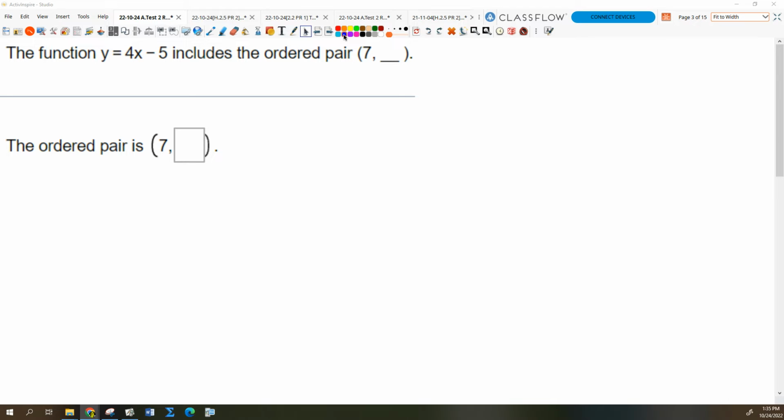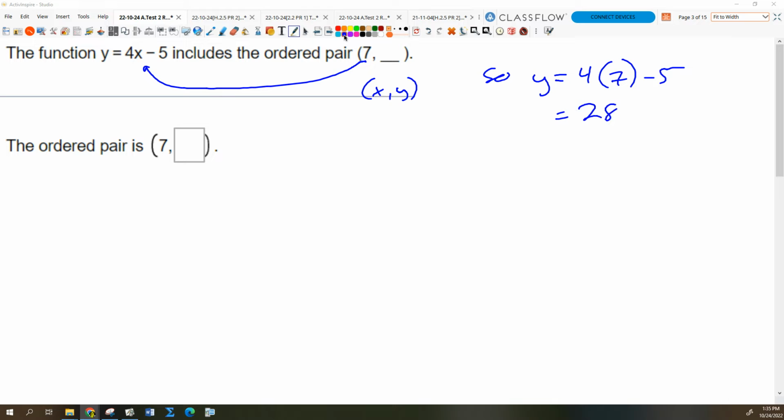If I think about an ordered pair, it's always of the form x, y, right? So then this 7 is just my x value, okay? So y is just going to equal 4 times 7 minus 5. Well, that's 28 minus 5. That's just 23, right? Just remember, ordered pairs are always input value is the x value, output value is the y value, okay?